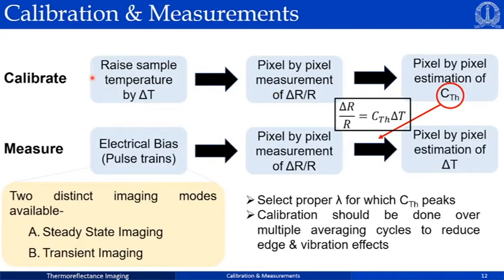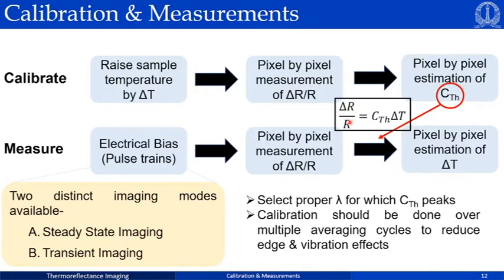The calibration and measurement flow is shown here. For calibration, we have to measure the thermo-reflectance coefficient of my material. If we remember the formula, delta R by R is C into delta T. What is unknown in our first step is C. C_TH is my target; I have to get the value of C_TH. The CCD will measure delta R by R.